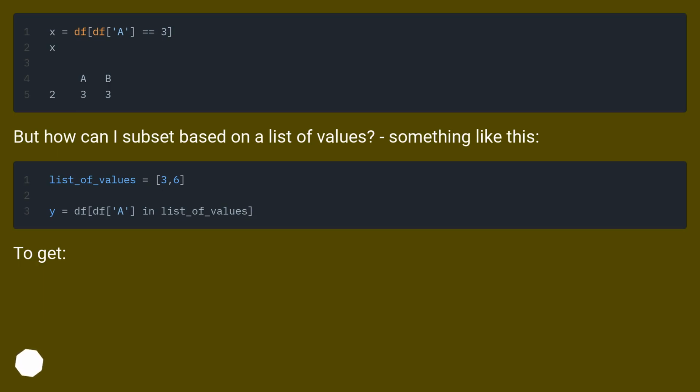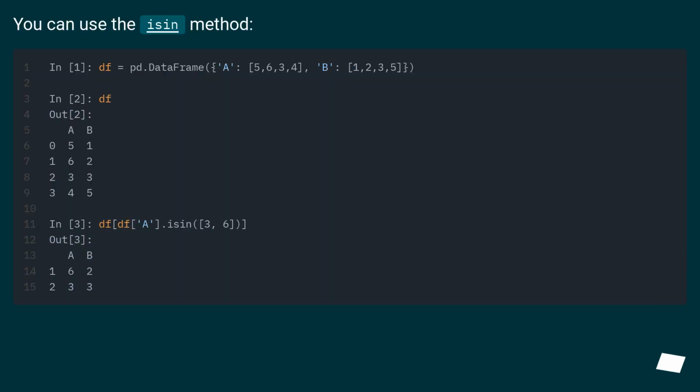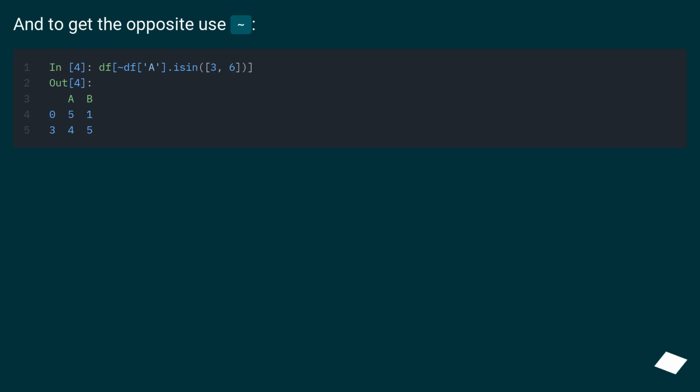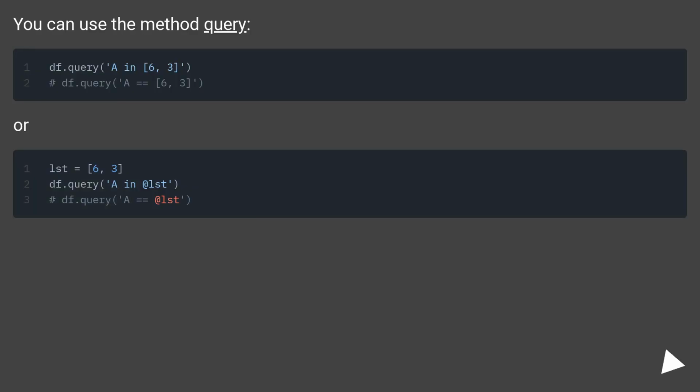To get the rows, you can use the isin method. And to get the opposite, use the negation. You can use the method query.